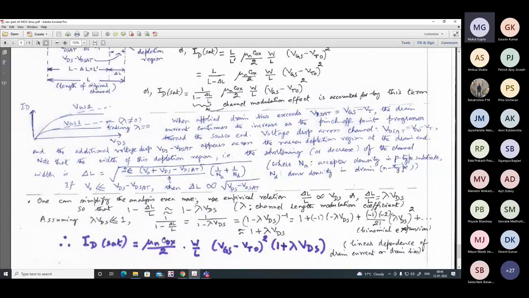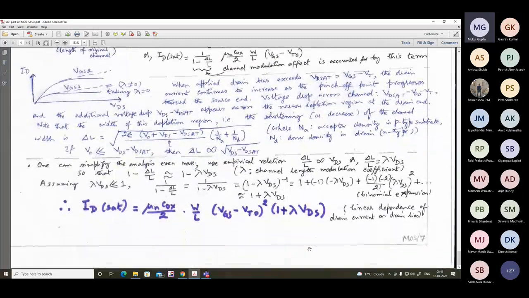That means the expression for saturation drain current involves the mobility of n-type carriers, gate capacitance per unit area, the aspect ratio W by L, gate voltage, zero bias threshold voltage, and then lambda, which you bring into account for a high value of drain to source voltage, much above VGS. Okay, so this is a complete expression.